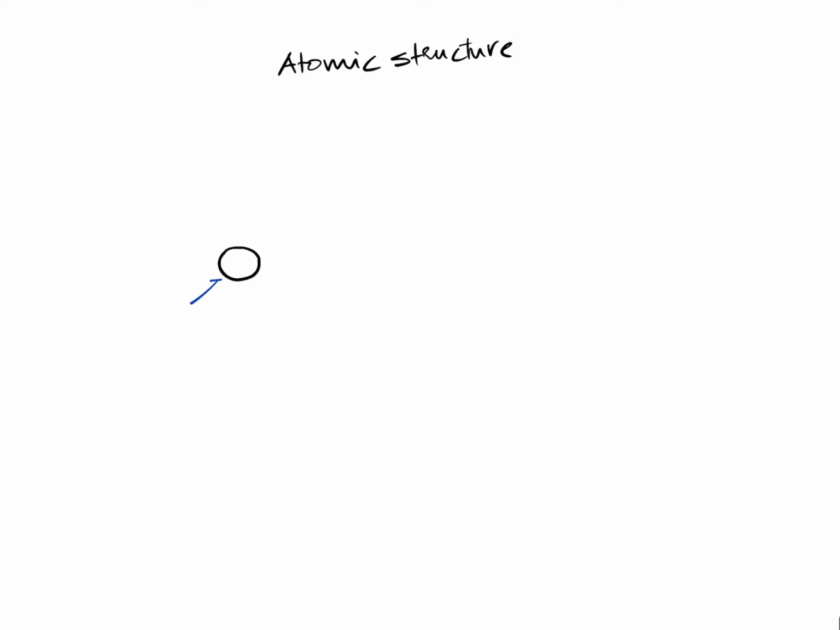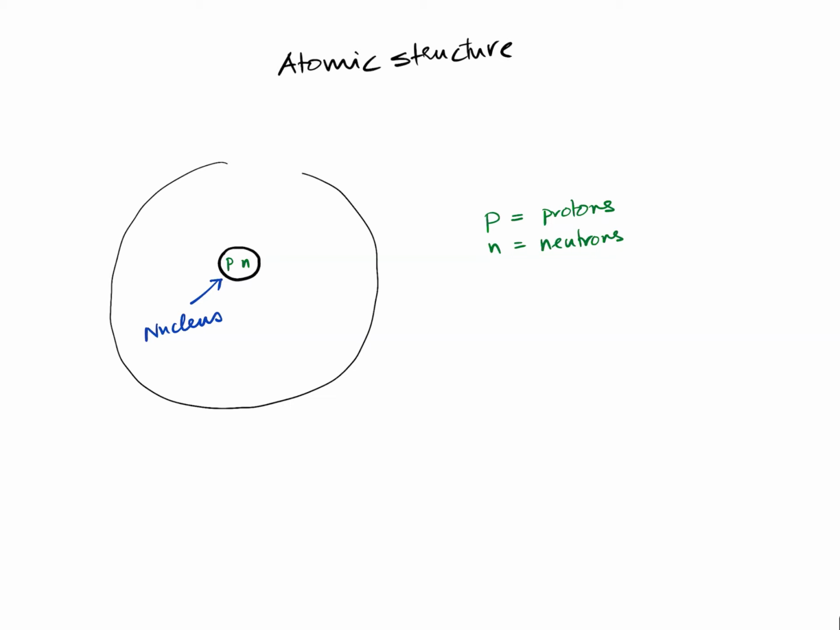Let's mark that in blue. Nucleus. This nucleus has two types of particles in it. Okay, so the two particles in it, I'll put them in green, protons and neutrons. So I'll write out here P stands for protons and N stands for neutrons. Okay, and then outside the nucleus you have the rest of the atom.